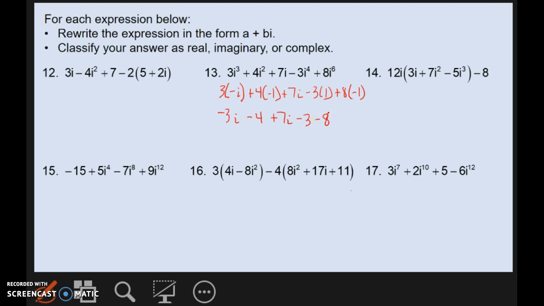So I'm looking to put my like terms together. I've got a negative 4 and a negative 3, which is negative 7. Take away 8 more, that's negative 15. I've got negative 3i and 7i, that's 4i. I've combined my like terms and rewritten the expression in the form a plus bi. My next step is just to classify, and again, I'm seeing a real number component and an imaginary component, so I'm going to call that complex.